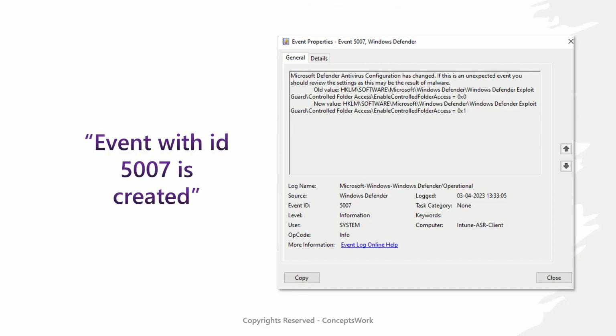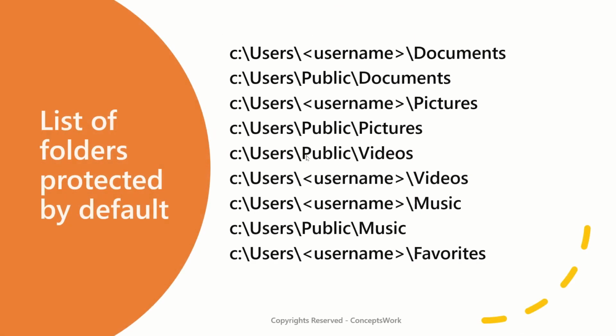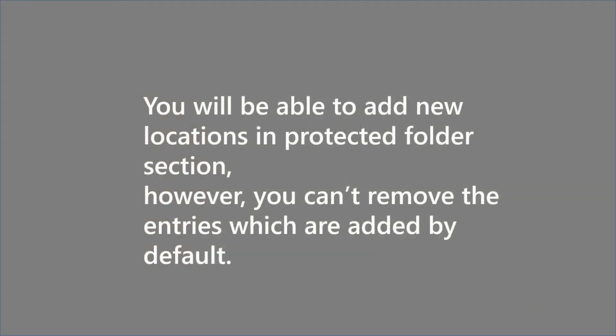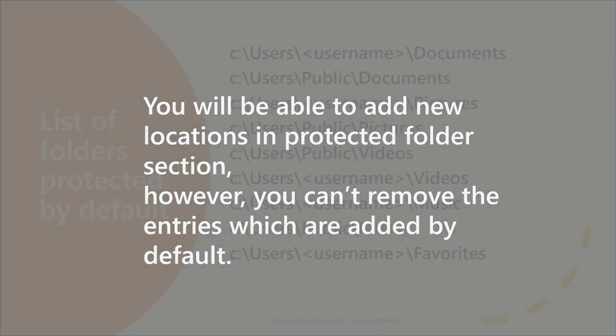And by default, as I've said before, this is the list which is protected. Here, username is the field that you can replace with your own profile name. I mean, this is the list which is protected by default. Now, this is something which I've already shown, but again, it is very important, so I would like to highlight: you will be able to add new locations in the protected folder section. However, you cannot remove entries which are added by default.